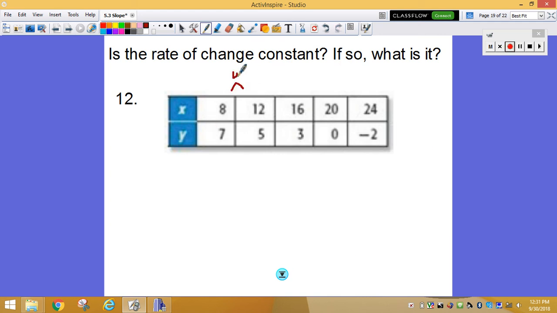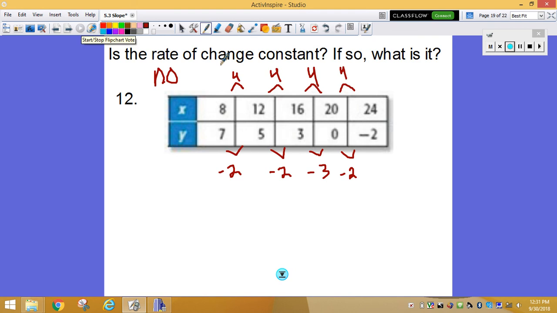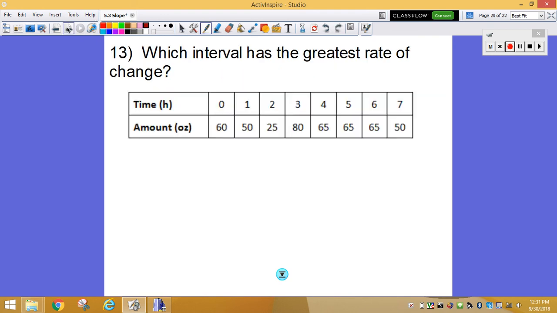8 to 12 means you go up 4. 12 to 16, you go up 4. 16 to 20, we go up 4. 20 to 24, we go up 4. Okay, all my x's were the same. We went up 4. Well, let's do these. 7 to 5, we went down 2. 5 to 3, we went down 2. 3 to 0, we went down 3. 0 to negative 2, we went down 2. So, all of my x's were the same. They were all up 4. All my y's were not the same. So, is it constant? No. And we don't need to divide it because all my x's were the same, but my y's were not.